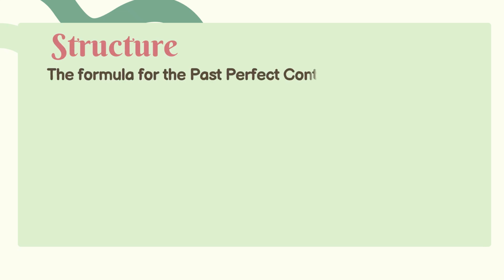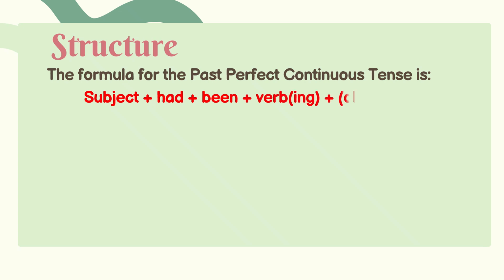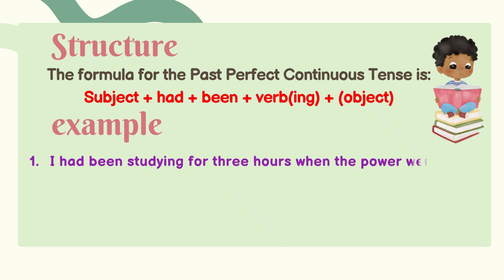Let's understand how to form past perfect continuous tense. For this, you will need a subject, had, been, and gerund, while object is optional in any sentence. Let's have an example. I had been studying for 3 hours when the power went out.